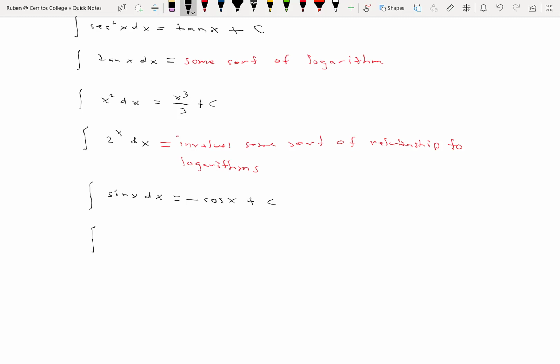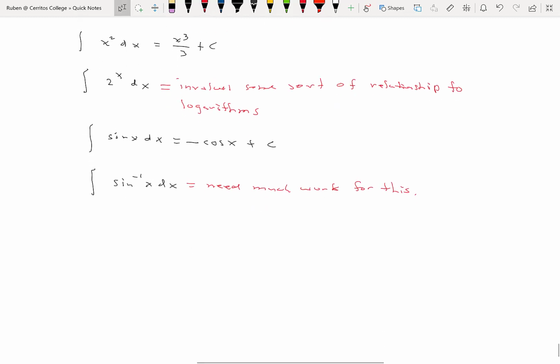Okay, so what's the most general antiderivative of the inverse sine? Very difficult. This is not some sort of logarithm. We need much work for this. This is never covered in Calc 1. And the integral of inverse sine is not even an inverse trig function. It's not even a trig function. That's probably a decent enough intro to why we need this course, or at least half of this course.